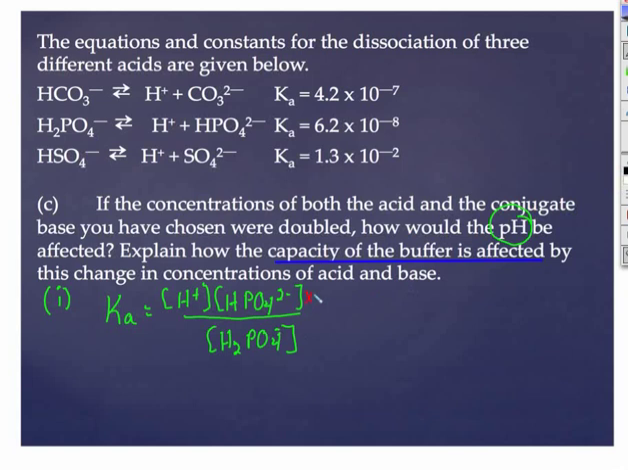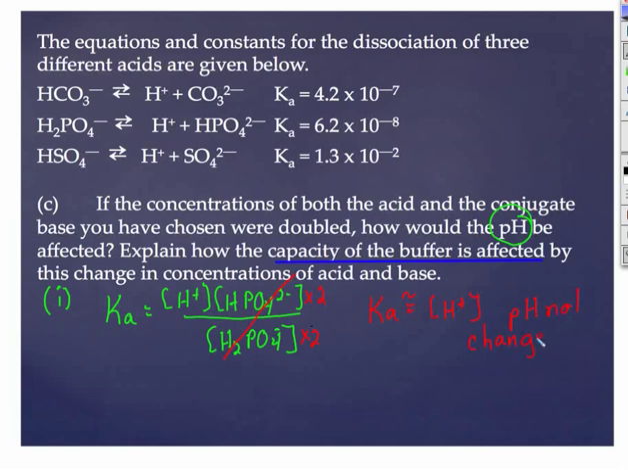Now, what it's saying is I multiplied this by 2 and I multiplied this by 2. Well, it's not going to do anything to the Ka. You're still going to get those two very close to cancel, at least be the same as they were before. And your Ka will equal your H plus. So you could go on to say Ka still equals or approximately equals H plus. So pH is not changed.